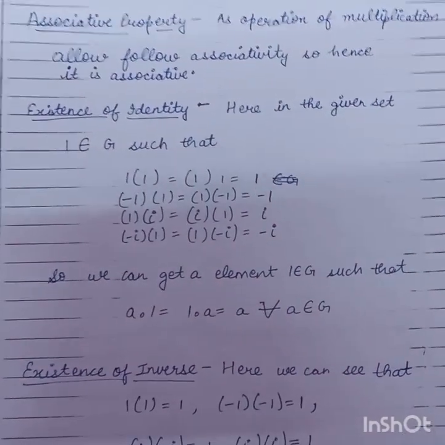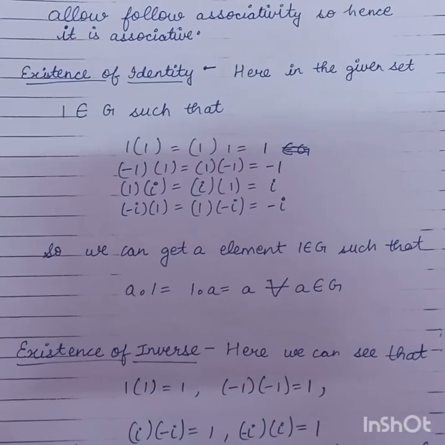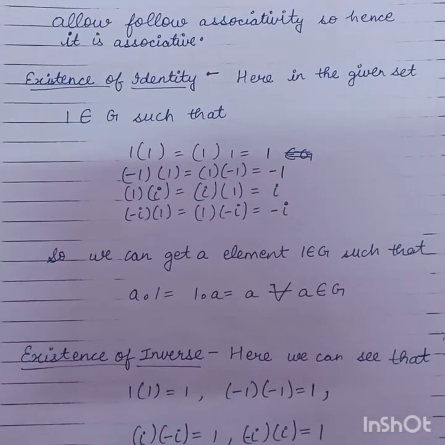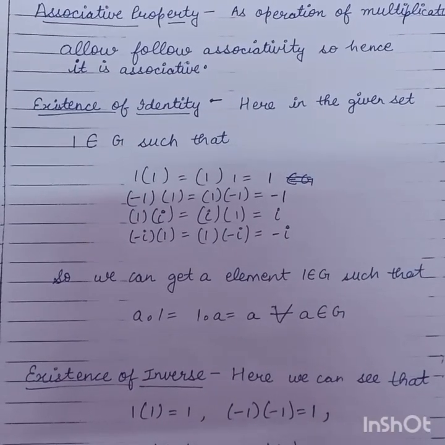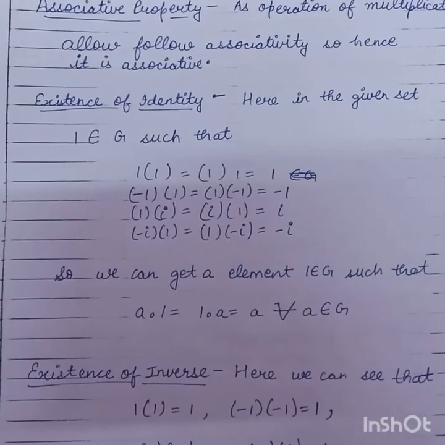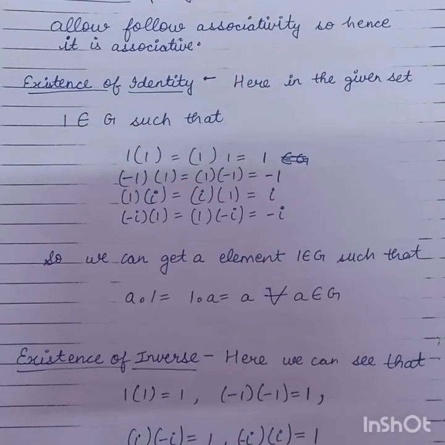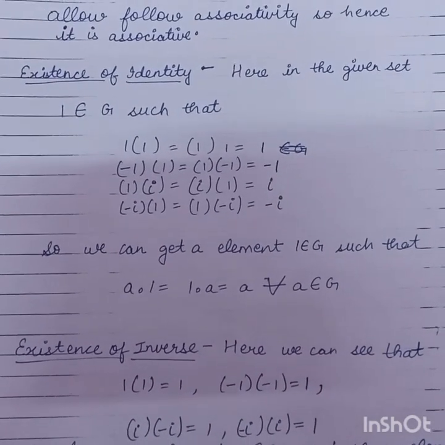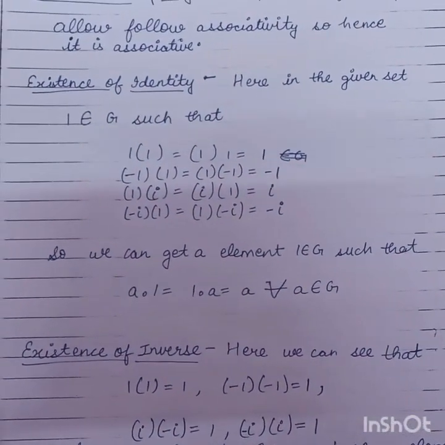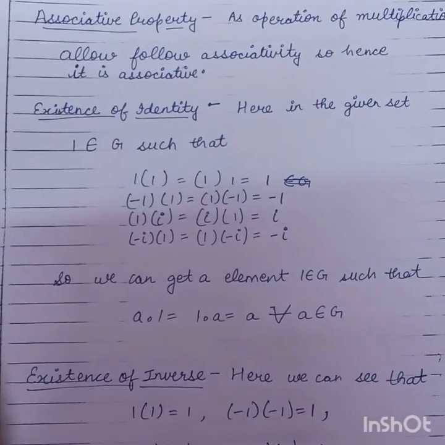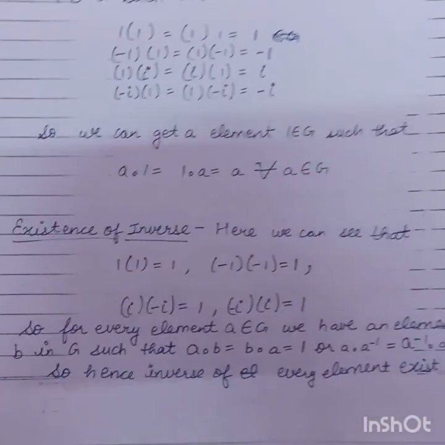Now the existence of identity. Here in the given set, we have 1 belonging to G such that if we multiply 1 with 1, we get 1. If we multiply minus 1 with 1, we get minus 1. If we multiply 1 with iota, we get iota. If we multiply minus iota with 1, we get minus iota. So we have an element such that a dot 1 is equal to 1 dot a, which is also equal to a, and so 1 is the identity element.